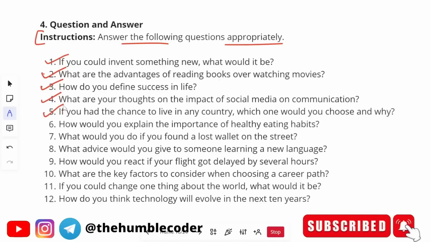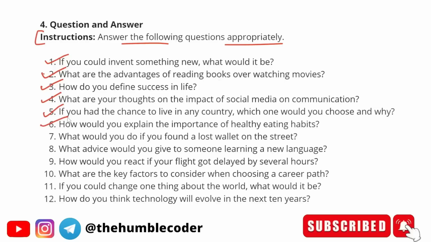If you had a chance to live in any country, which one would you choose and why? I would choose Japan because of its advanced technology, rich culture, and high standard of living. It also has excellent public transportation, beautiful landscapes, and a strong work ethic. So basically, guys, the main crux of these questions is you have to think on the go and you have to speak it. Make sure while speaking you don't take too much of gaps and don't stammer in between.